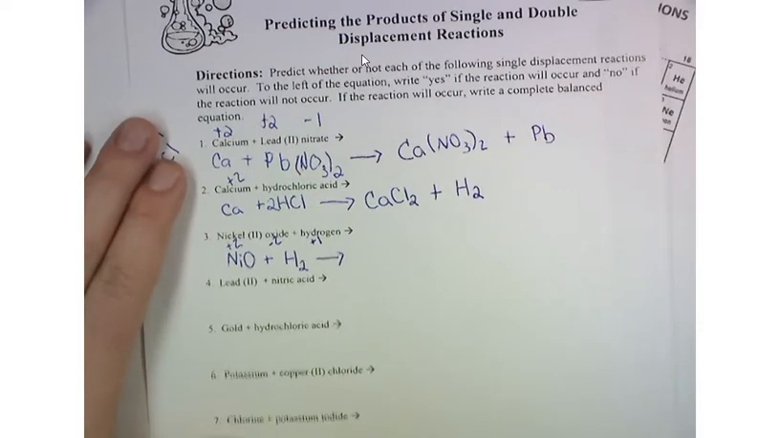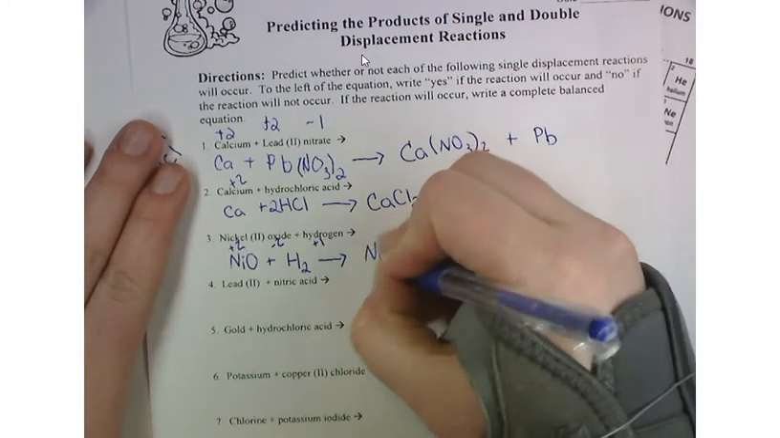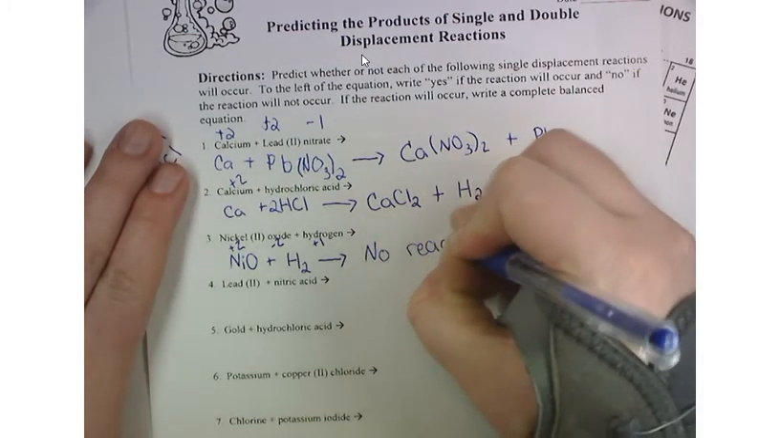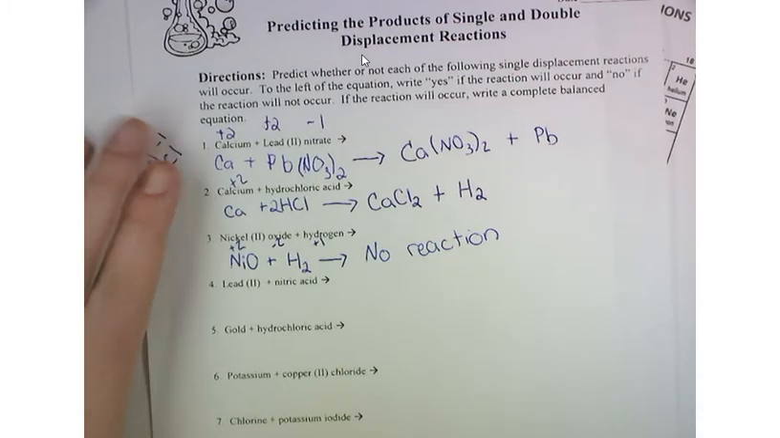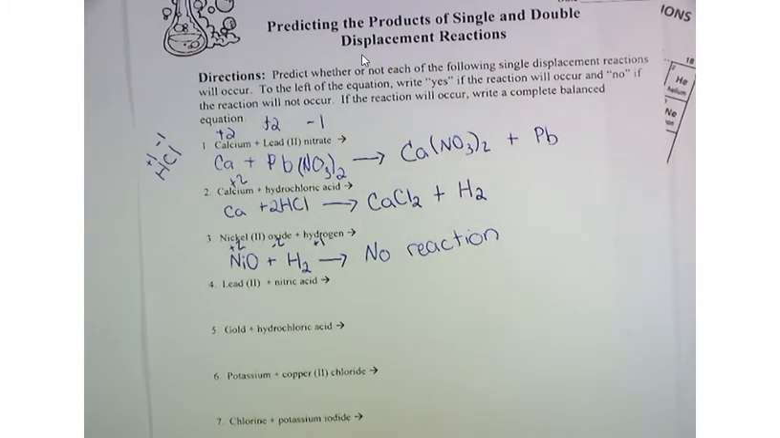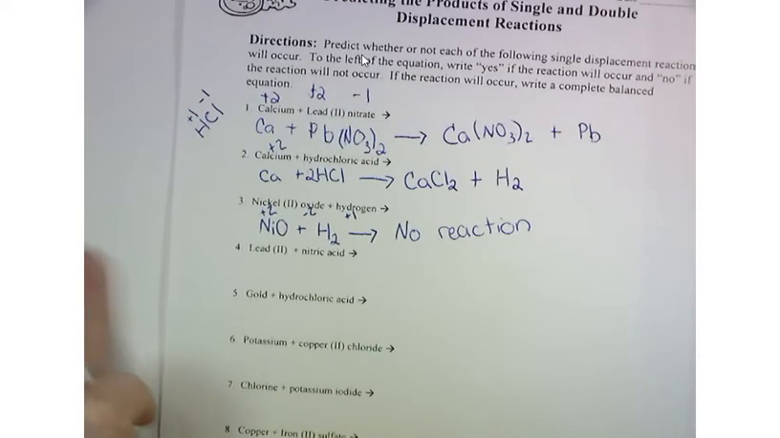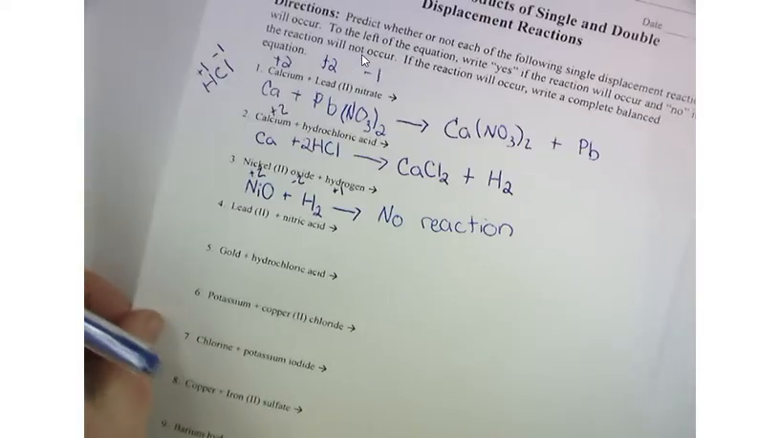So we're going to put no reaction. And that's it. We're done. No balancing, nothing else. No reaction. That's it. We can go ahead and move on to number 4.